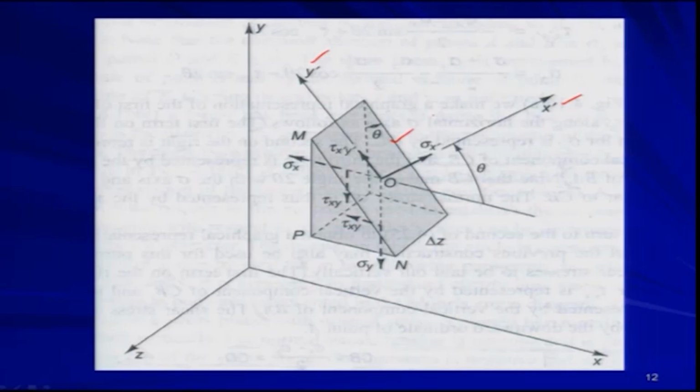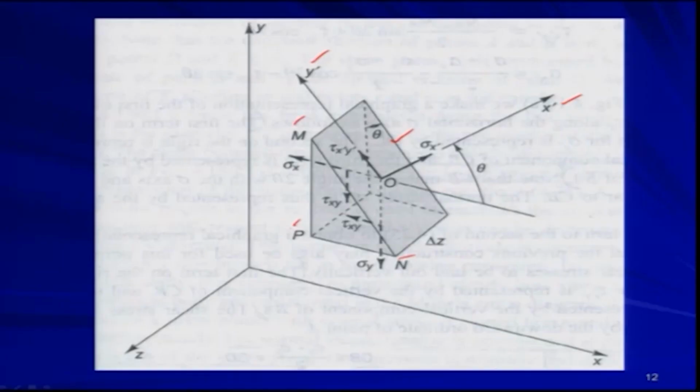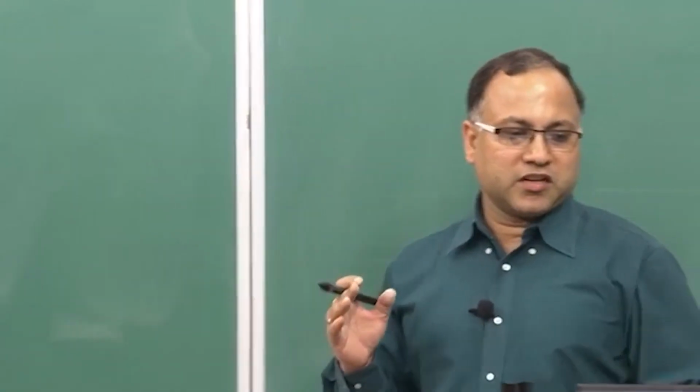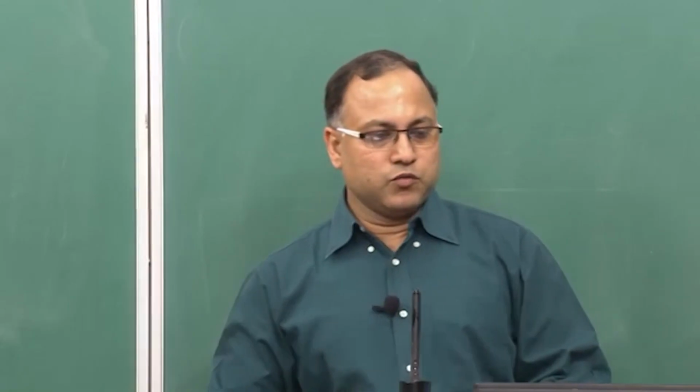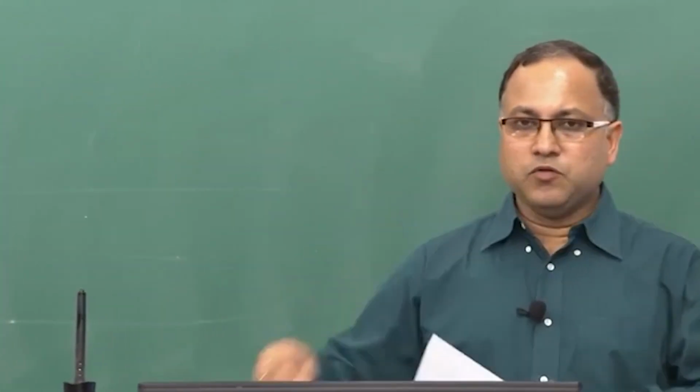Okay. So, MN is the inclined plane, whereas MP is your x plane and NP is your y plane. Fine. I know the state of stress in the xy coordinate system, and I want to know the state of stress in the x'y' coordinate system. That means sigma x prime, tau x prime y prime, and sigma y prime are required.